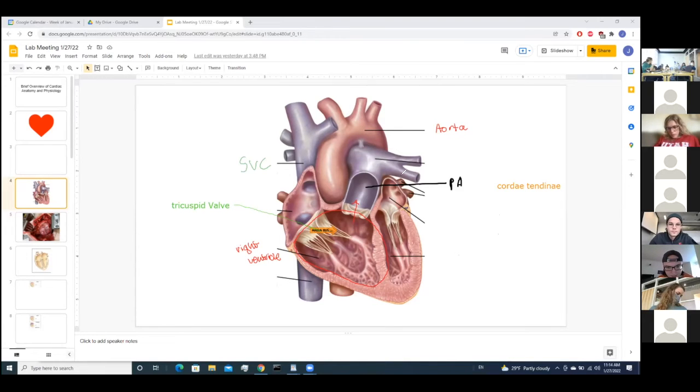Anybody here know what that is? Heard that before? Yeah, I know you probably know. Go ahead. It connects the valve to the wall of the ventricle to hold them so that they don't invert. Awesome.